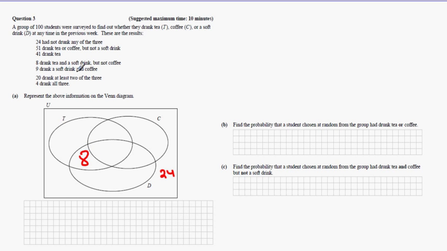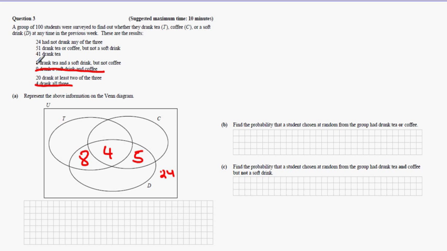9 drank a soft drink and coffee. Soft drink and coffee being 9, so that's both of these added together is 9. So we just have to leave that out for a minute. Okay, 4 drank all 3. That's that one there. And it says 9 drank a soft drink and coffee, so this area here has to add up to 9. That will make that one 5. Okay.